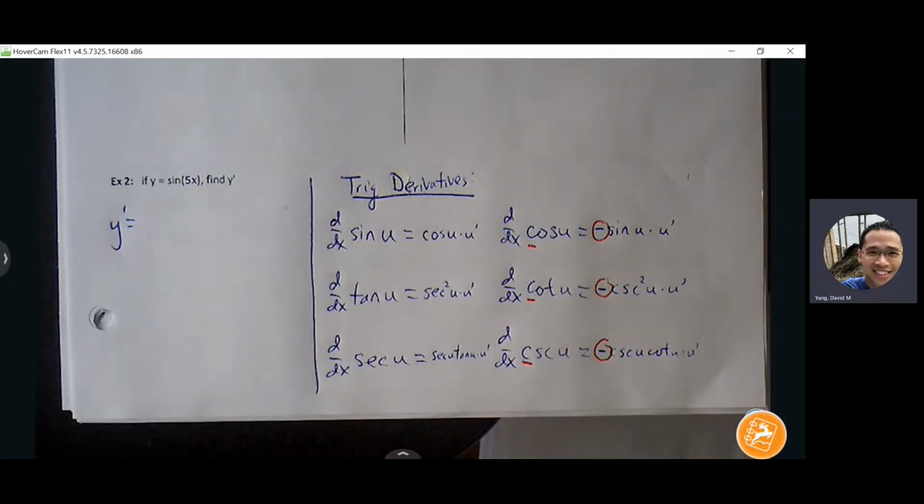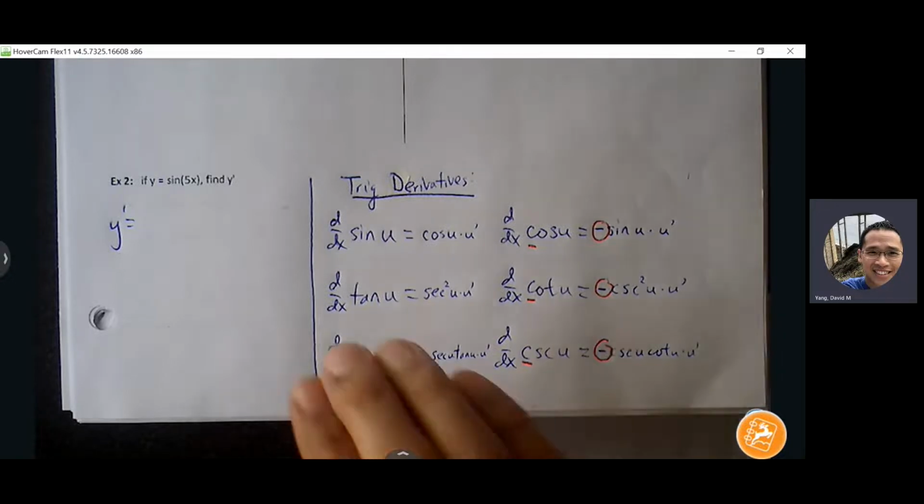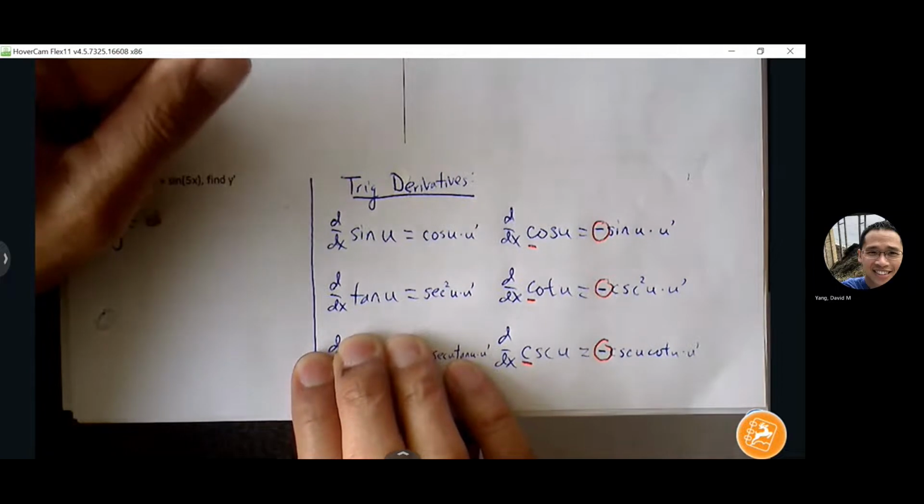Used to that u prime, right? We saw it with natural log. We see it with e to the u. Always look for that u's derivative. There's always that little bit of a chain rule going on whenever it's more than just an x.